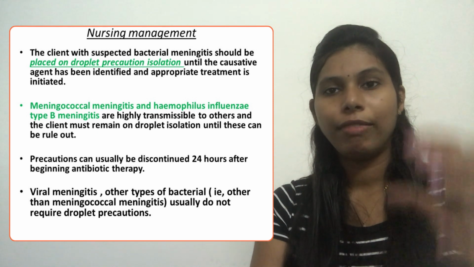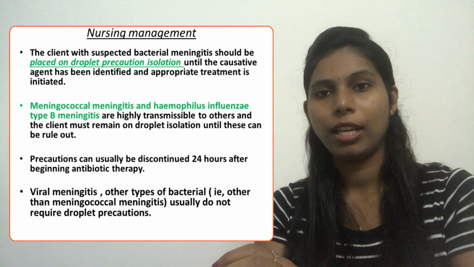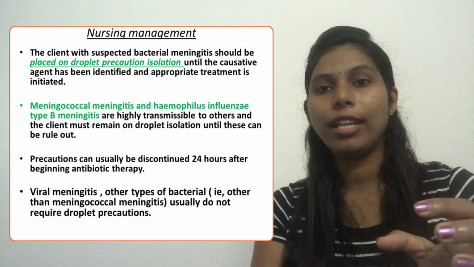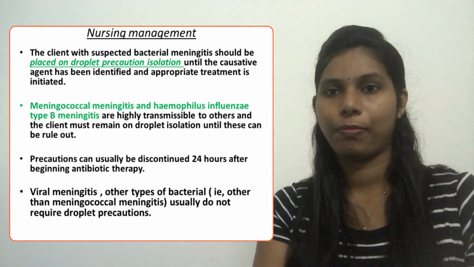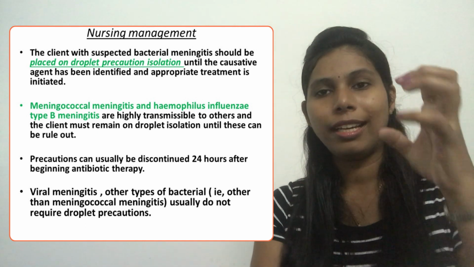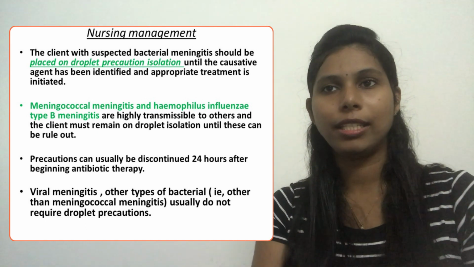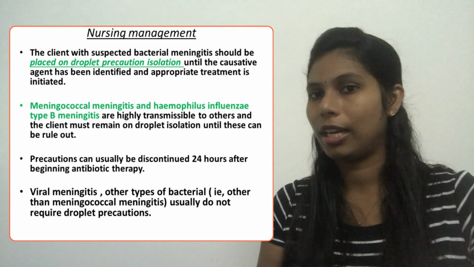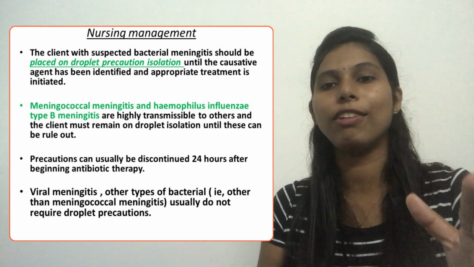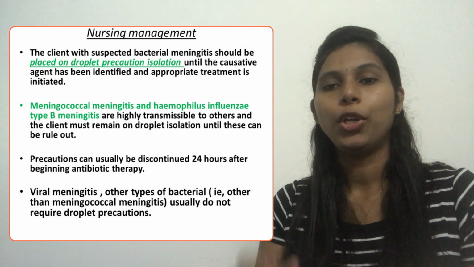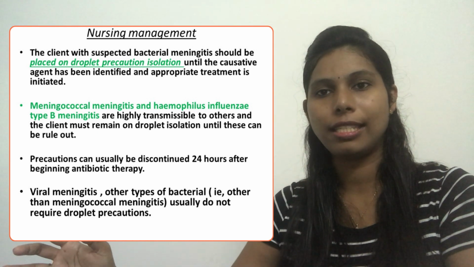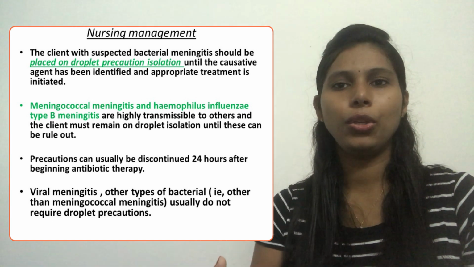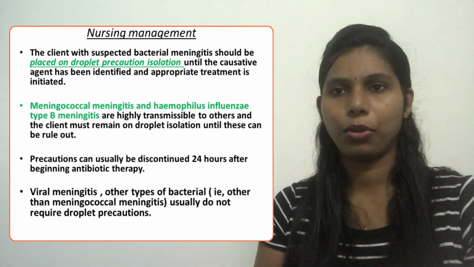We all know that when a client comes to the emergency department as a suspected case of meningitis, the first thing the nurse or healthcare provider should do is initiate droplet precaution isolation. Meningococcal meningitis and Haemophilus influenzae type B meningitis are highly transmissible to others. That's why, when a client comes to the emergency department as a suspected case, the first thing we do is droplet isolation precaution to prevent transmission to the healthcare providers and other clients. Is that clear?